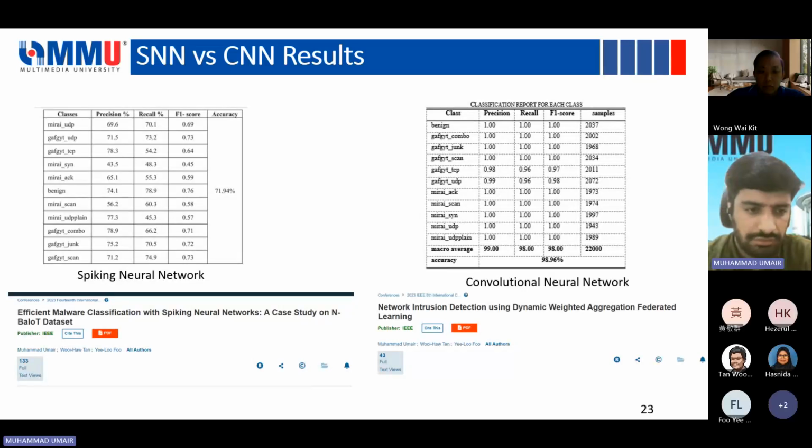Spiking neural networks, although they train much faster, work on spikes. Training those spikes was quite difficult because they are very sensitive, and each of those spikes has to be trained whenever a certain event is triggered, and they are very sensitive to the hyperparameters. So achieving better accuracy with spiking neural networks is difficult based on the mechanism they work on. And with convolutional neural networks, we achieved an accuracy of 98.996%.